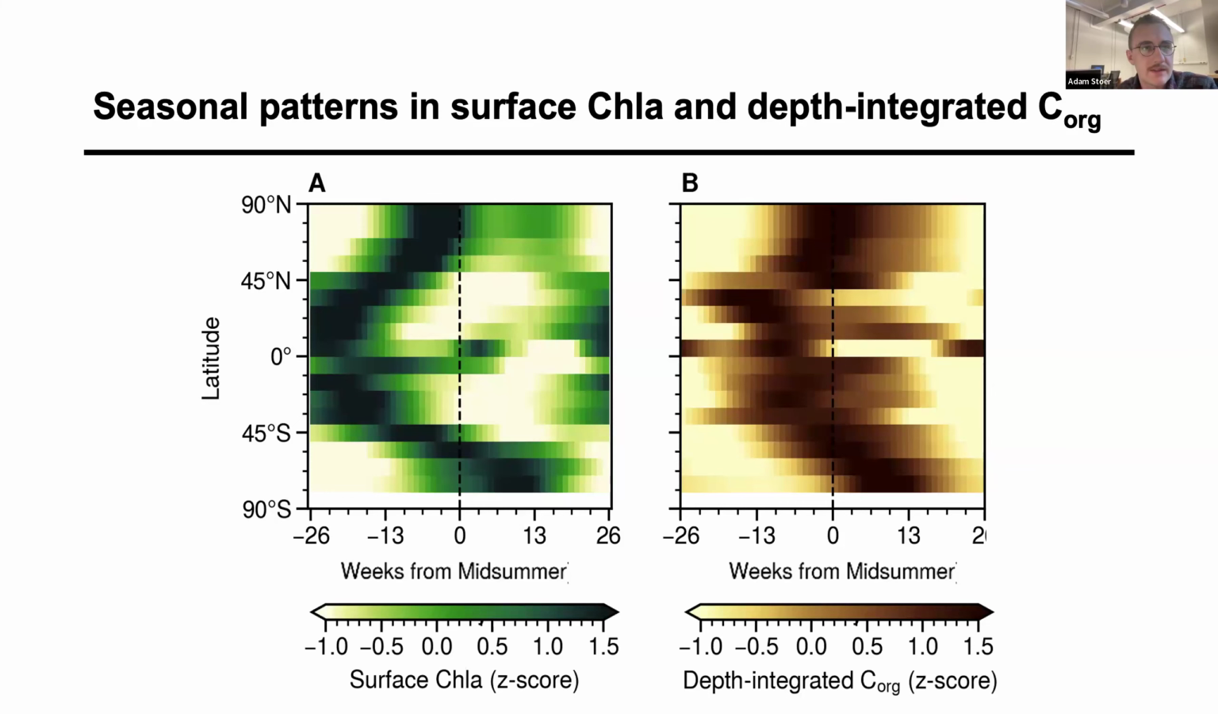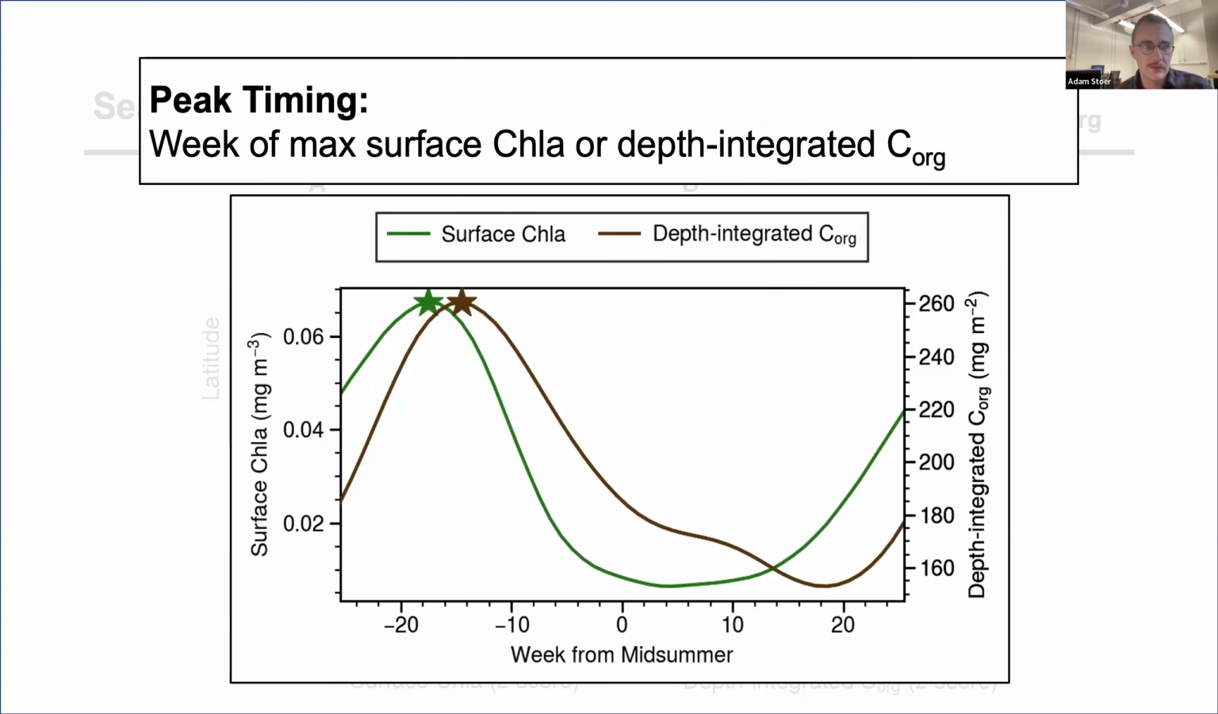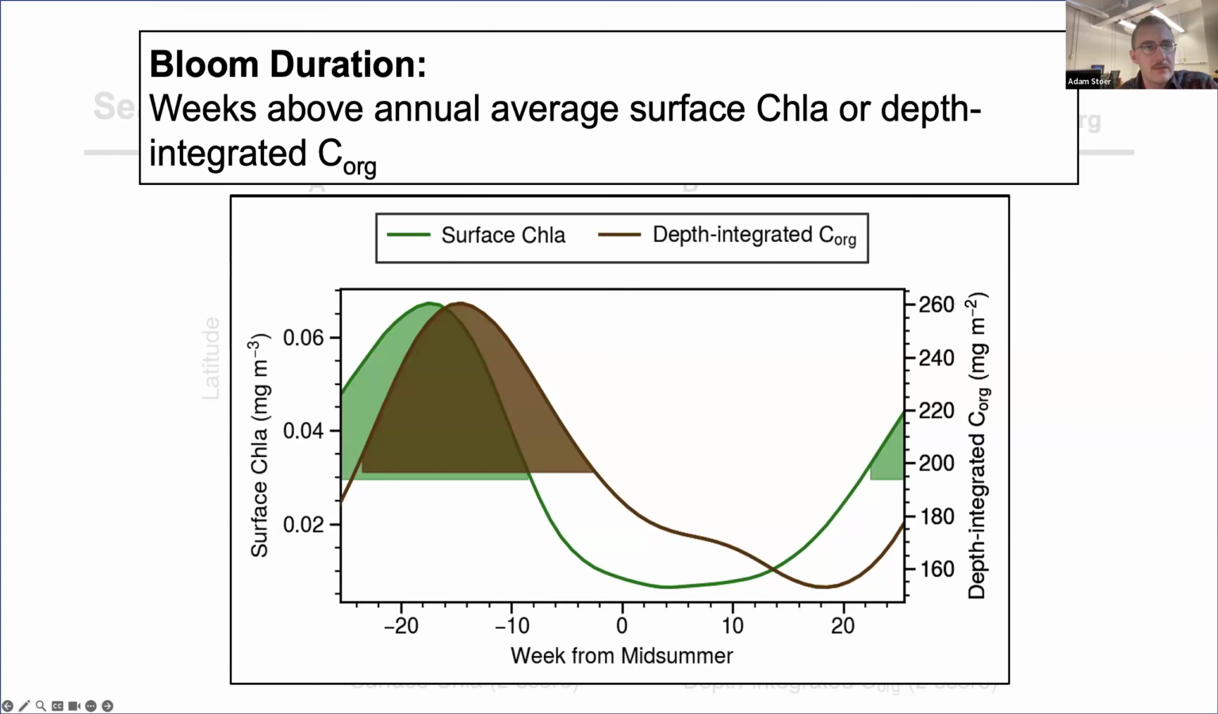So from those seasonal cycles, we can then calculate bloom metrics. And so one of them is peak timing, which probably a lot more people are familiar with. And that's just what week of the year relative to midsummer do we see the most amount of surface chlorophyll and the most amount of depth integrated carbon biomass. And that's just shown by these stars here, right? And then we can do the same thing with bloom duration, which is just the total number of weeks above the annual average surface chlorophyll or depth integrated carbon.